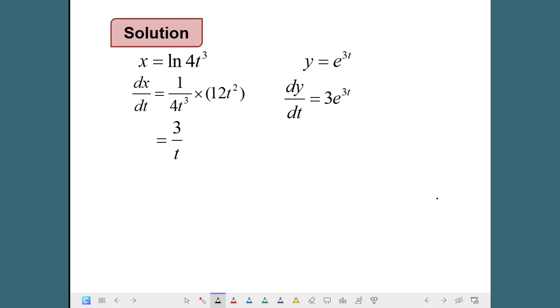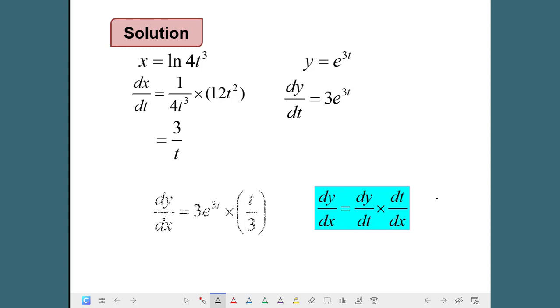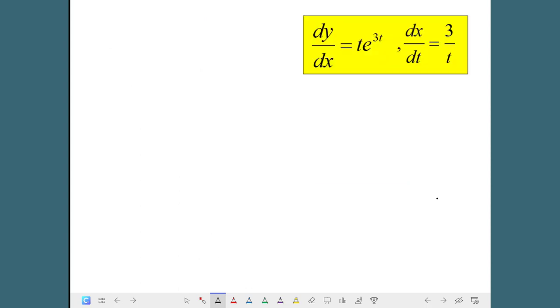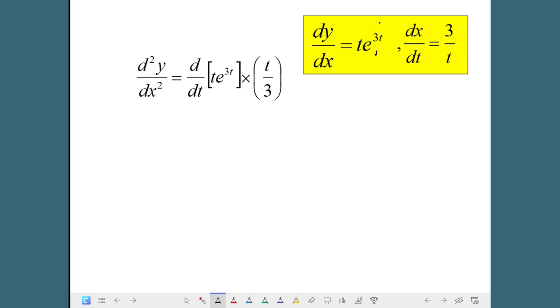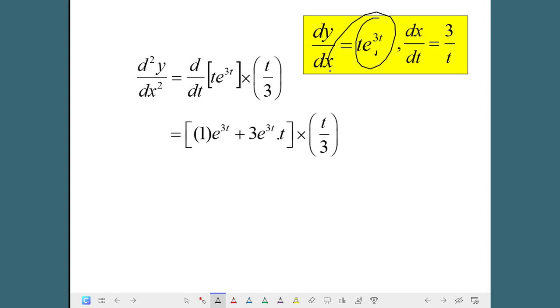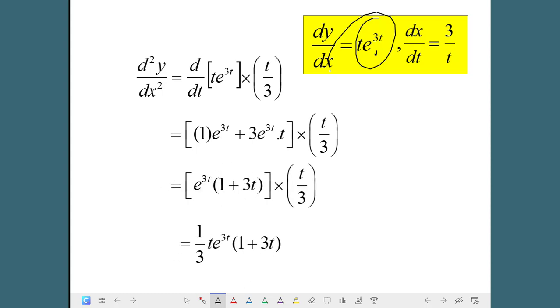Okay, dx/dt, dy/dt. Apply the chain rule, and then get dy/dx is equal to t times e^(3t). From this info, find d2y/dx squared. For this one, you need to differentiate for the second time, using the product rule, and simplify, then get the answer.